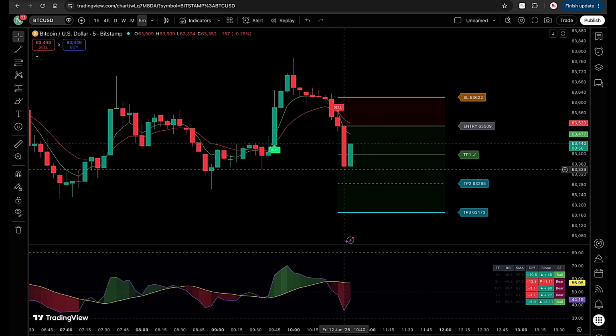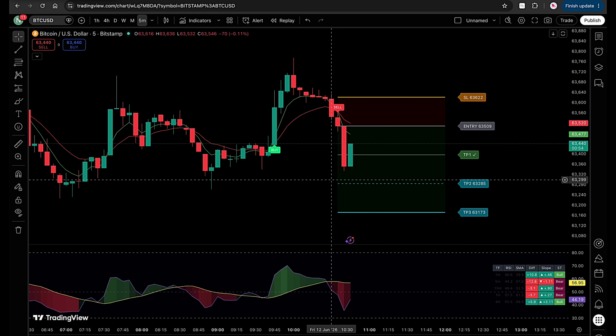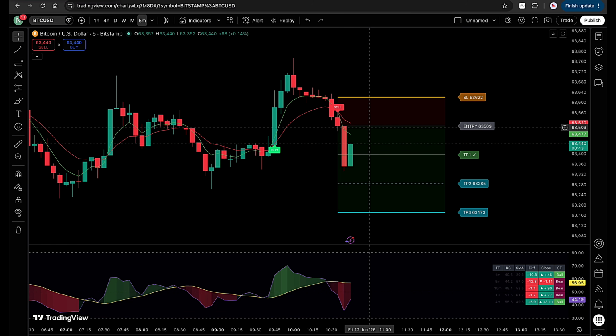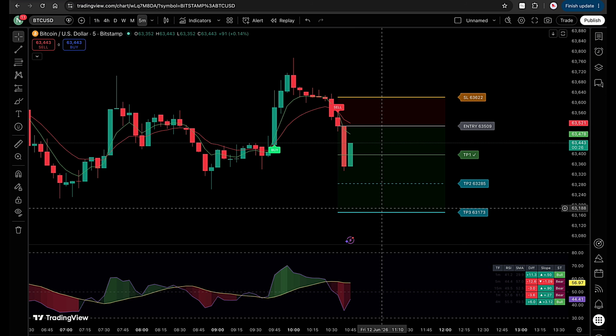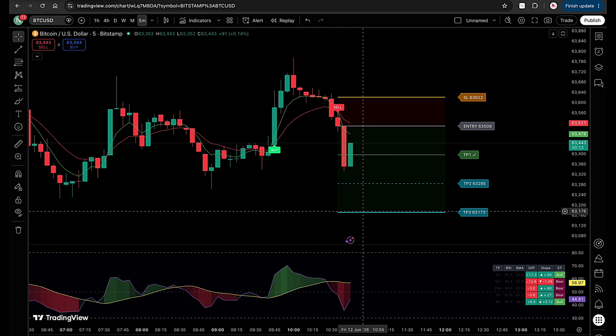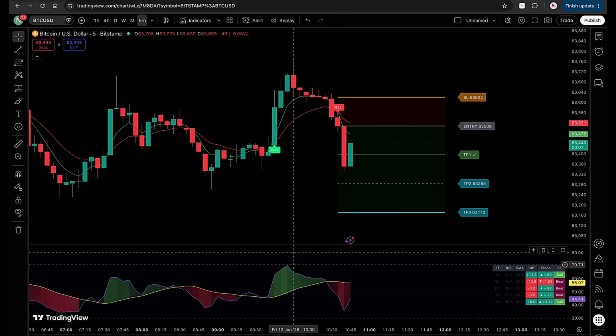Okay, then we will wait for target 2. If target 2 is hit, then I will exit the second lot, but our stop loss will stay at the entry point. We will not trail our stop loss after this. Then we will wait for target 3, and before target 3, if it is above 80 and touches 80, we will exit before target 3. So this is the rule you have to follow on the buying side.